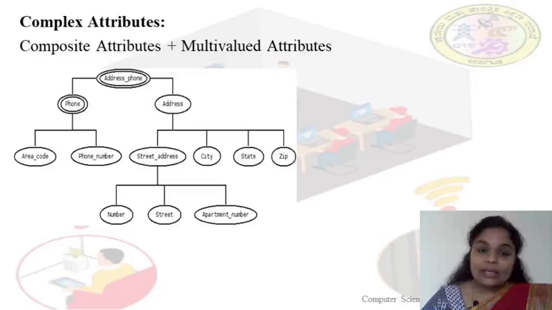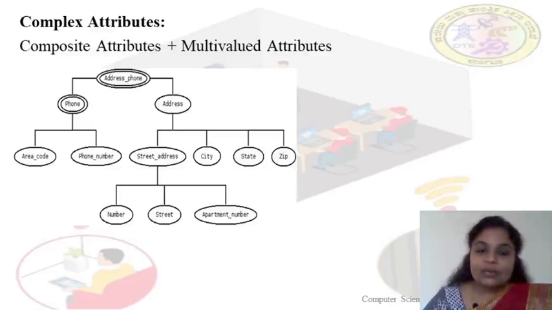So even address is also a complex attribute, because here I am not depicting it, but the address field should be in a double ellipse. In the picture, they are trying to give a more complex example. If someone asks you, is address a complex attribute? Yes, address is a complex attribute if a person has more than one or two addresses. Meaning to say if he has more than two houses.